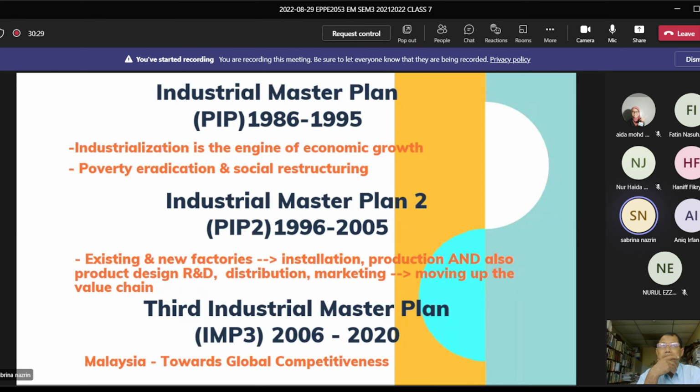For Industrial Master Plan 2, IMP2, from 1996 until 2005, for existing and new factories, which is installment, production, and also product design, distribution, marketing, for moving up the value chain. The objective is from technology to production.